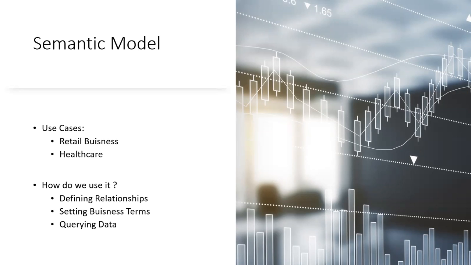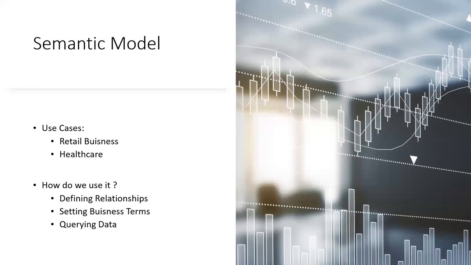So how do we use it? We can define the relationship. That's why we use the semantic model. It can help to set the business terms because we can provide the name which is relevant to the non-tech users who don't care about the technical jargon or the database schema. Then querying the data through the BI tools or the business intelligence tools.